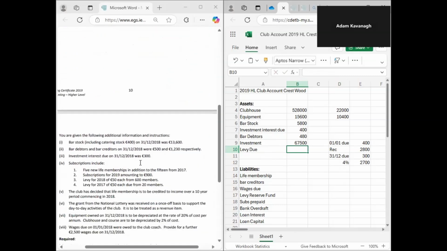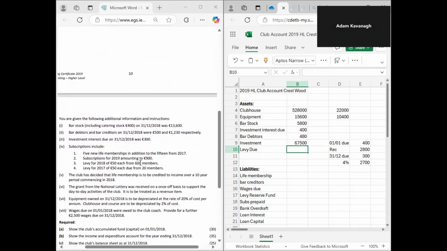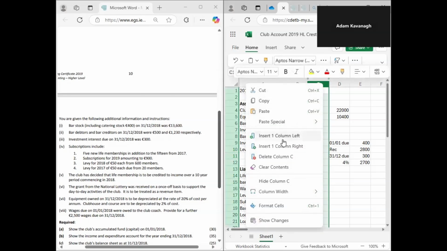The last asset is levy due. So you're going to find that at the end of the year, and there's always going to be a mention of levy. Look for anything that mentions 2017 in the notes, and you'll see here in note number 4, levy for 2017, €50 due from each member. So that's 50 multiplied by 20. And that'll give you 1,000. Okay, I'm just going to move these figures over.